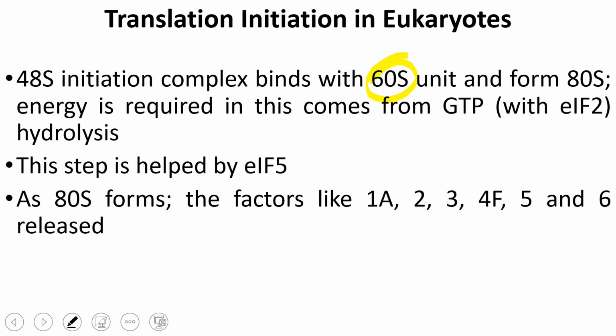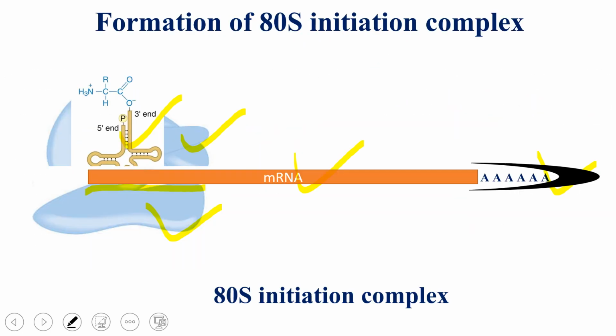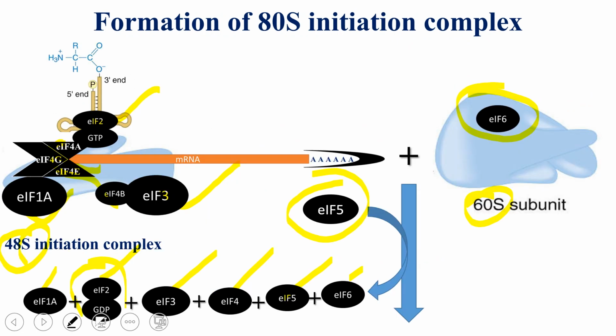We have already seen this, and it forms 80S. Energy is required for this, which comes from the GTP associated with the binary complex EIF2. This step is helped by EIF5. As we have already seen, as the 80S forms, all the factors will be released. So in this process, here we have released EIF2-GDP.